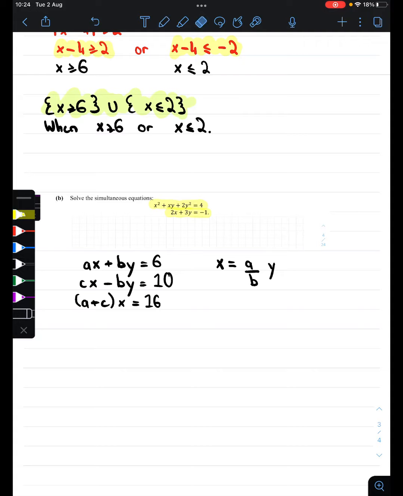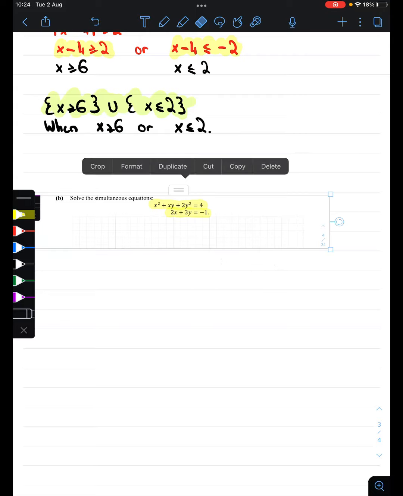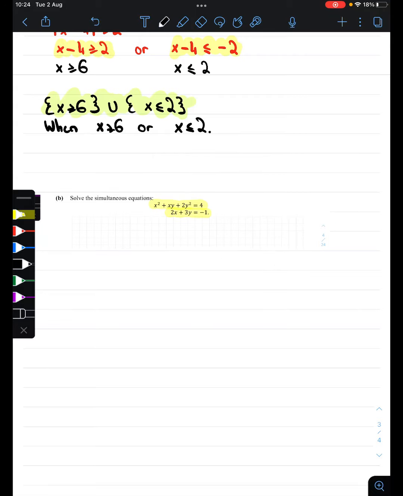Now, this first method isn't going to work with this kind of equation because one of them is a quadratic and the other is a linear. So we're going to have to use the second method. So we're going to have to write x in terms of y.